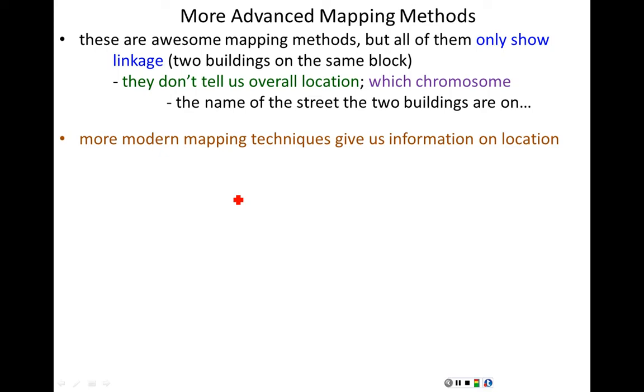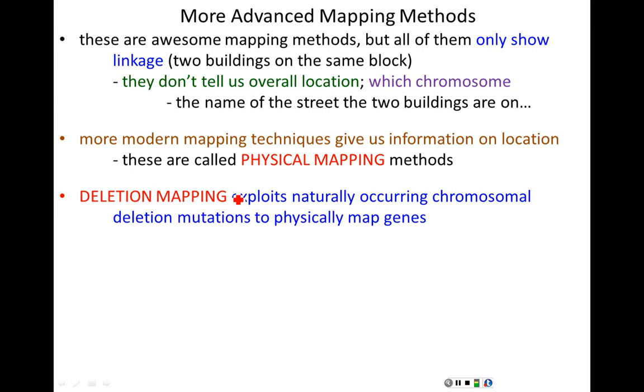The even more modern mapping techniques give us information on location as well. These are called physical mapping methods instead of genetic mapping methods. This is where I know you're 17,000 base pairs away from the end on chromosome 17. And deletion mapping techniques exploit that relationship. Deletion mapping allows us to get chromosomal information as to the location of genes.